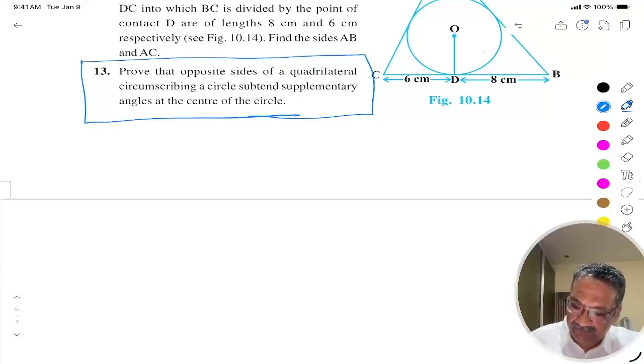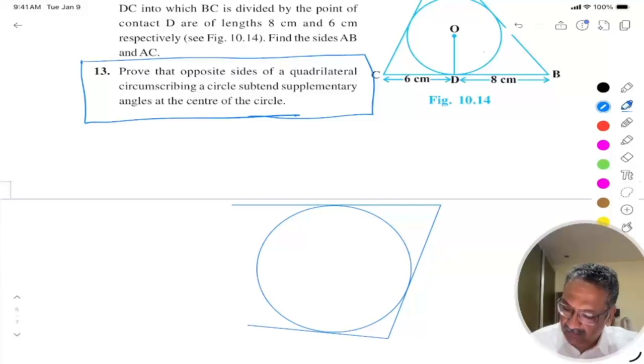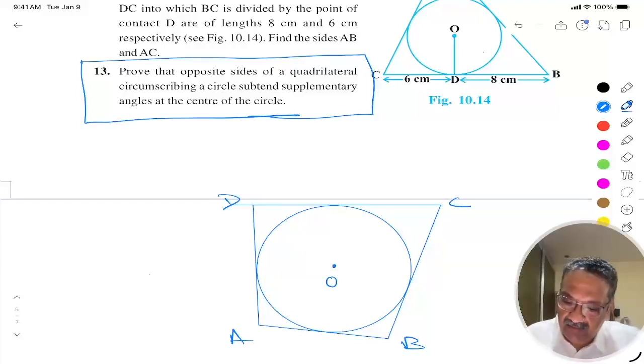First there is a circle, correct? And there is a quadrilateral around it. Okay, so I will call this quadrilateral as A, B, C, D. This is the center. Okay, this quadrilateral is circumscribing. Now the opposite sides of the quadrilateral, meaning which are the opposite sides? DC and AB, or AD and CD.